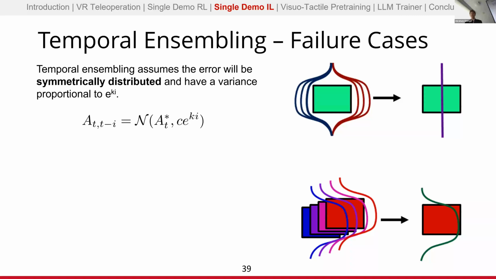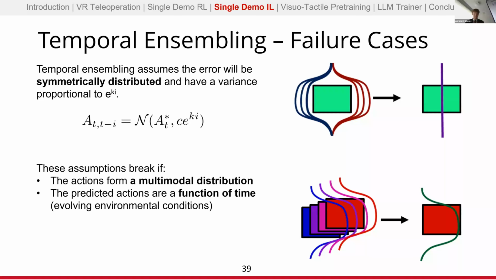However, this temporal ensembling can lead to some failure cases. Specifically, it assumes that the error is symmetrically distributed, so that the mean of our predictions is the correct value, and also that the variance of our predictions is proportional to e to the ki, so exponentially increasing variance as time goes on. However, these assumptions break if the actions form a multimodal distribution. So for example, here, some go left, some go right, you average them together and you just run into a wall. Or if the actions vary as a function of time.